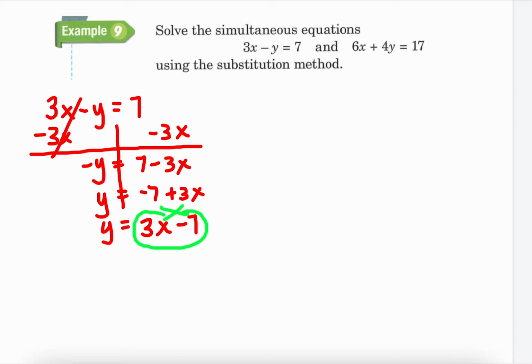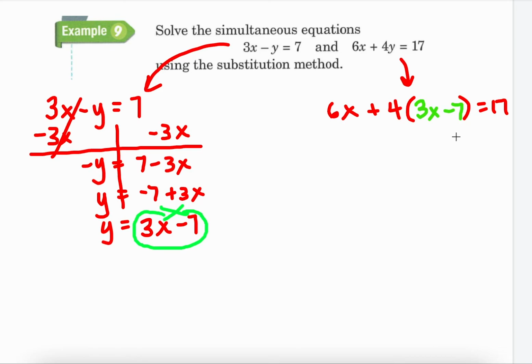So our second step, and I apologize for the blatant Christmas colors here, is now to take that equivalent expression, because 3x minus 7 is the same as y. So we're going to put that into the other equation. Instead of y, we're going to put in 3x minus 7. I'm also going to write it in green so you can see that's where it came from. So 6x plus 4 times 3x minus 7 in parentheses, very important, is equal to 17.